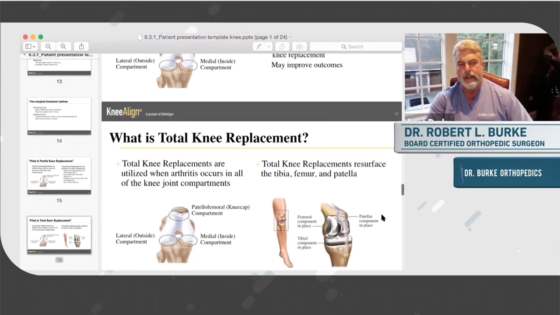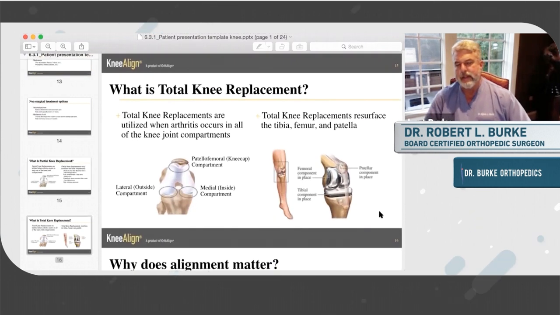Total knee arthroplasty is indicated for patients that have disease in multiple compartments of the knee, both the medial compartment, the inside of the knee, the lateral compartment, as well as the patellofemoral joint, which is the kneecap.